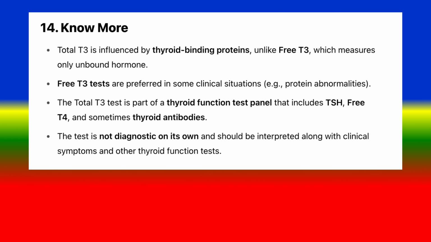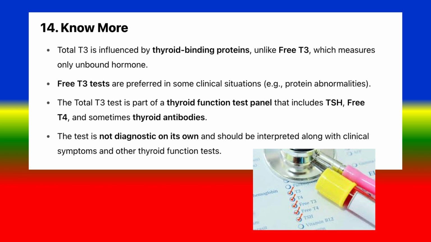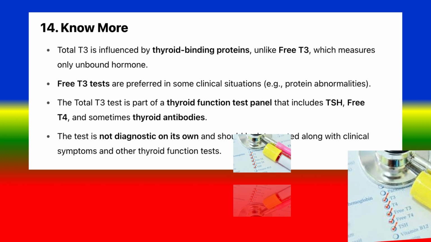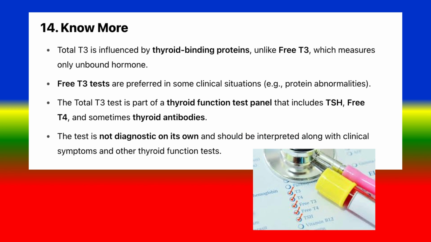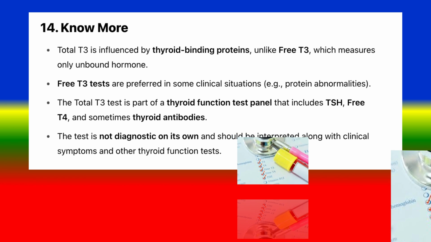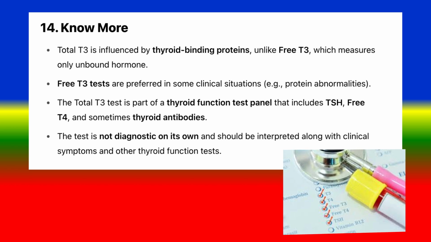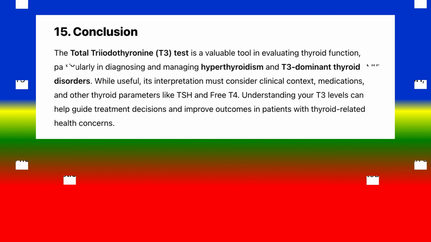14. Notes. Total T3 is influenced by thyroid-binding proteins, unlike free T3, which measures only unbound hormone. Free T3 tests are preferred in some clinical situations, e.g. protein abnormalities. The Total T3 test is part of a thyroid function test panel that includes TSH, free T4, and sometimes thyroid antibodies. The test is not diagnostic on its own and should be interpreted along with clinical symptoms and other thyroid function tests.